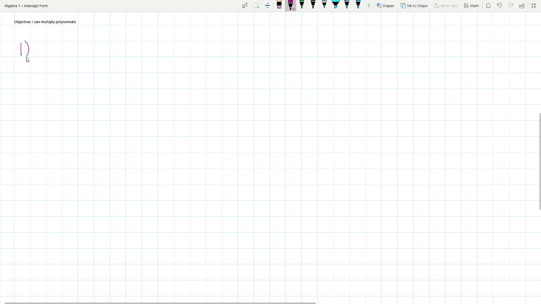So in number 1, we have (x + 4)(x + 5). And so what we do with this is we use what's called FOIL. And FOIL stands for first, outside, inside, last. And you might be going, alright, cool, FOIL stands for that, but what does that actually mean?